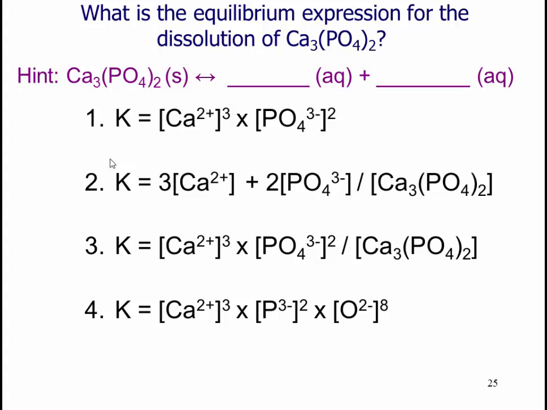This question asks us to write the equilibrium expression when calcium phosphate dissolves. Alright, if we think about what our products are right here, we're going to have calcium ion, so that would be calcium 2 plus, and there will be 3 of them. So that would be calcium 2 plus cubed. There will also be 2 phosphate ions that are in aqueous solution, so it should be phosphate squared.